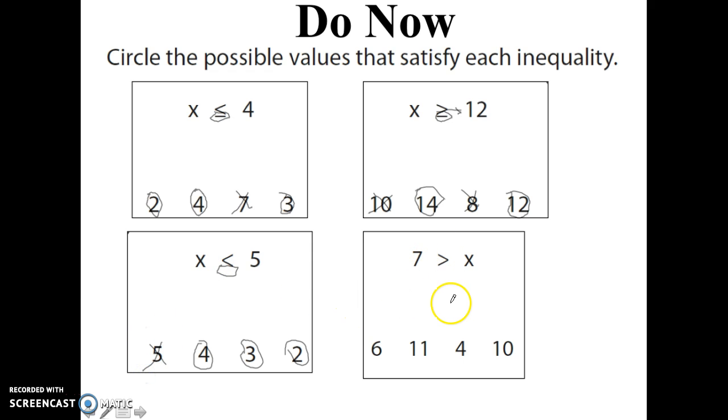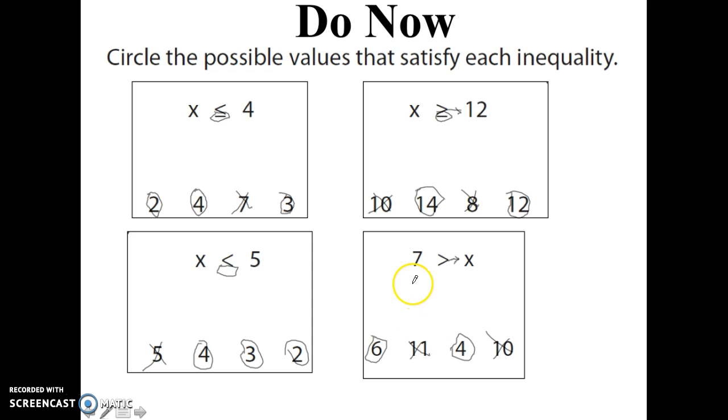This last one might have been a little bit tricky because it seems to be backwards. We're used to having the 7 on the left and the x on the right. Well, remember what I said. This seems to be pointing to the smaller. So x is smaller than 7. That means that the 6 and the 4 are the only two that are smaller, and the 11 and 10 are not.